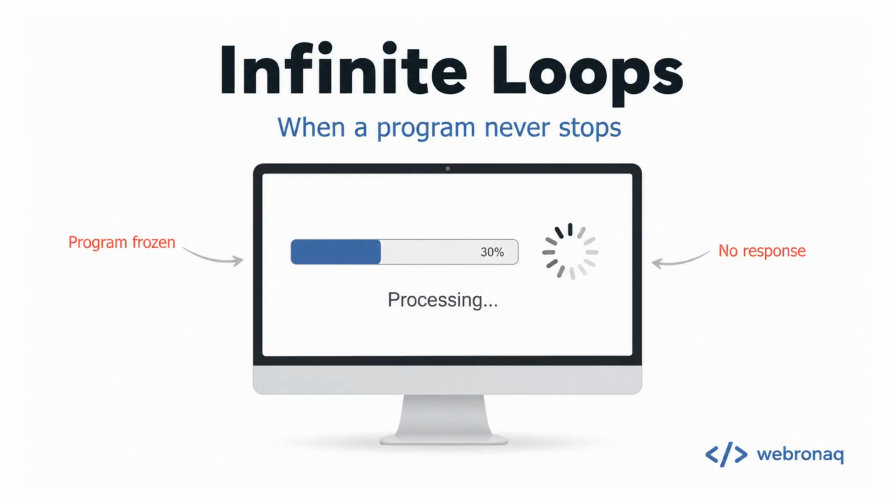It is one of the most common bugs new programmers hit, and it can be genuinely confusing because your code looks right at first glance. But once you understand exactly how infinite loops happen and why, they become easy to spot and fix. In this video, we are going to break it all down: the causes, the risks, and the right way to handle them. Let's start with the foundation: how a loop actually works.